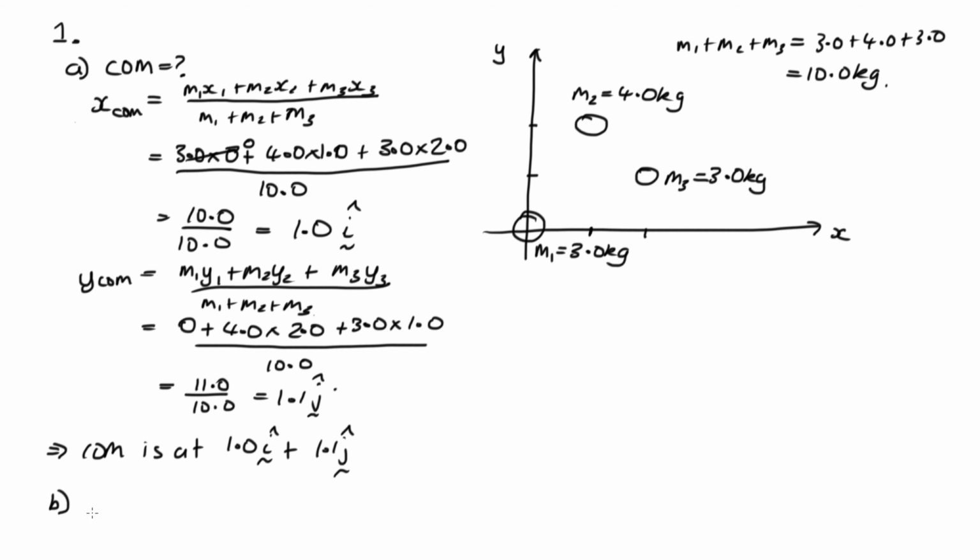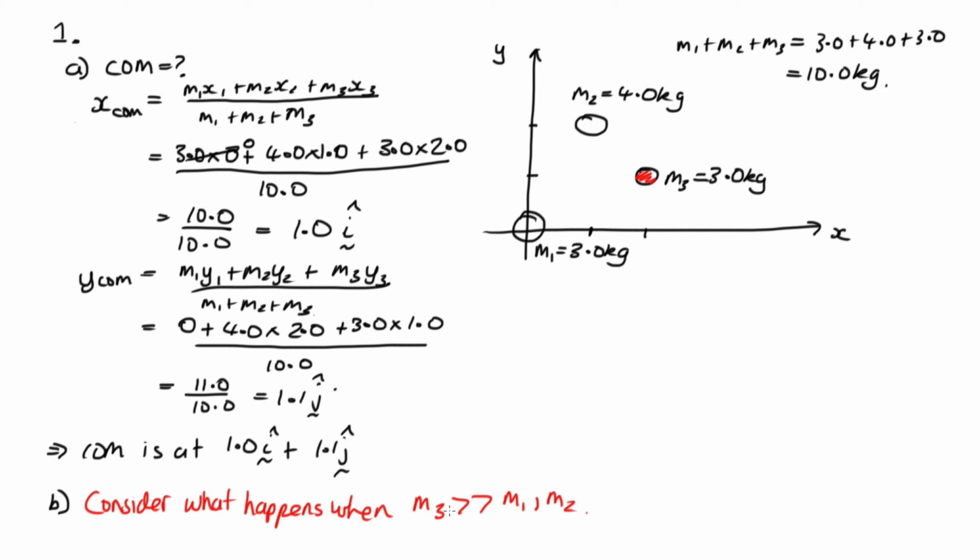Okay, now part B asks us if the mass M3, so that's this mass here, were to get really big, would the center of mass shift towards its location, away from its location, or stay the same? Okay, so let's consider what happens when M3 is much, much bigger than M1 and M2? Okay, so we're just going to sketch over the top of this in red to show what happens.